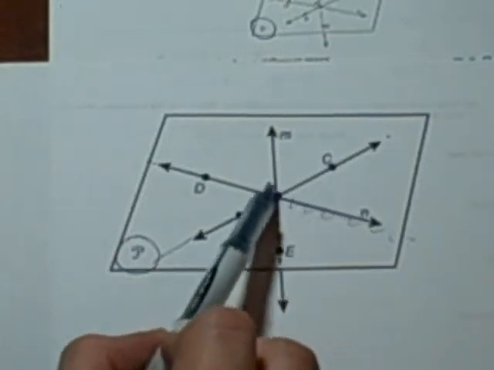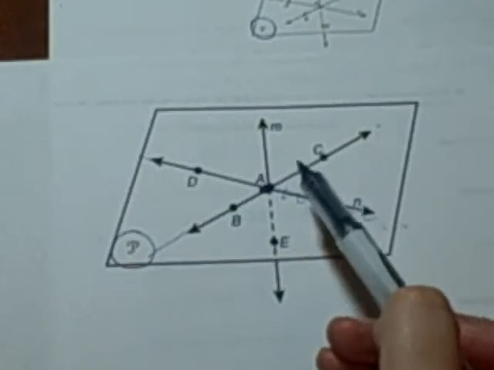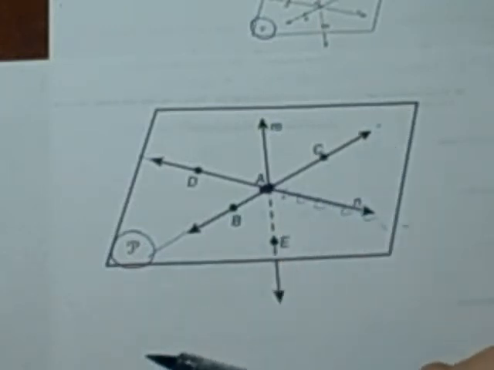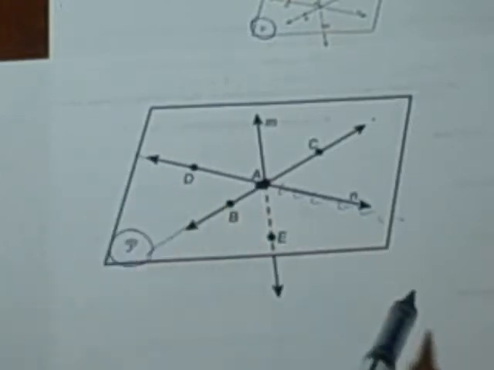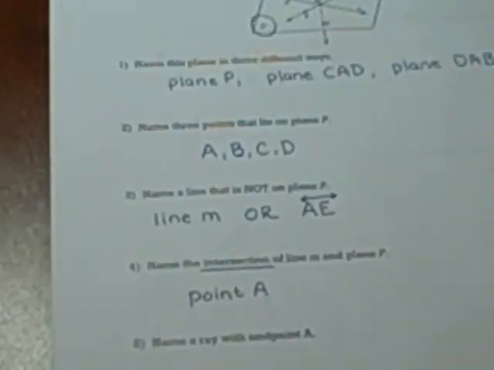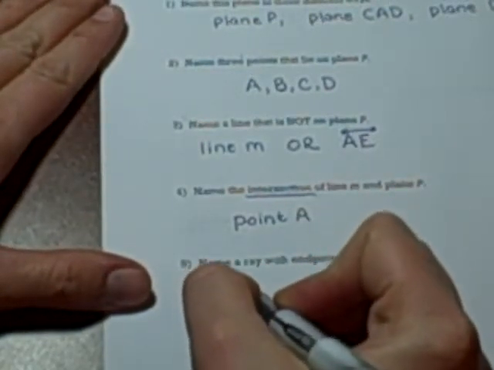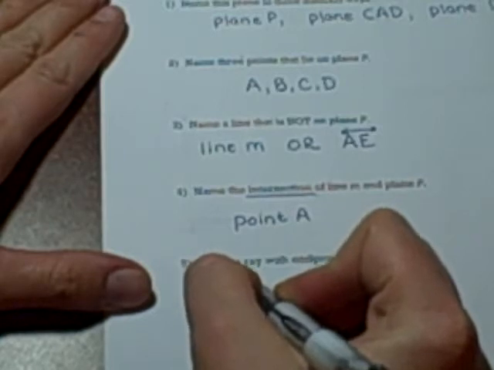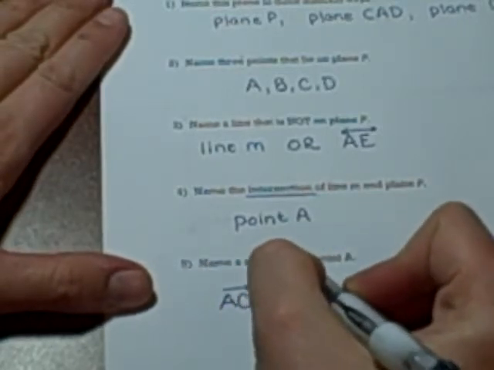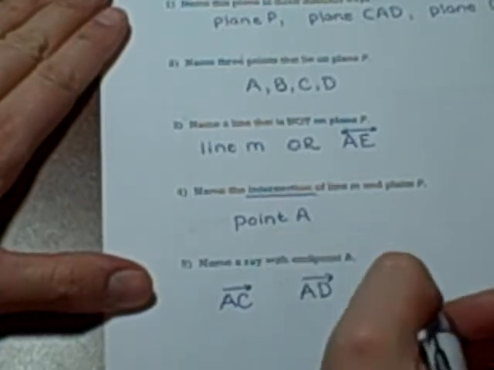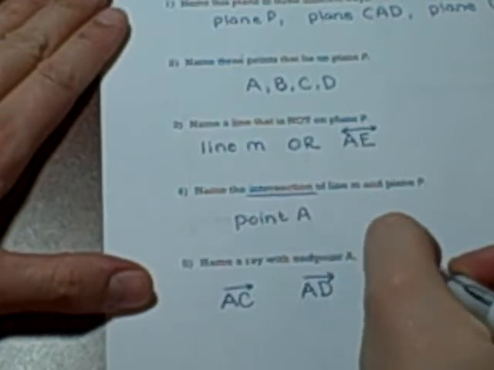But I could name any of these other ones by saying, for example, AC. And that would mean I'm starting at A and going towards C. Or AD means I'm starting at A and going towards D. So here's how I would write that as my answer. And this is the correct symbol for ray as well. I could say ray AC with the arrow above it. Or I could say ray AD with the arrow above it. Or the other one I could even use is ray AB with the arrow above it.